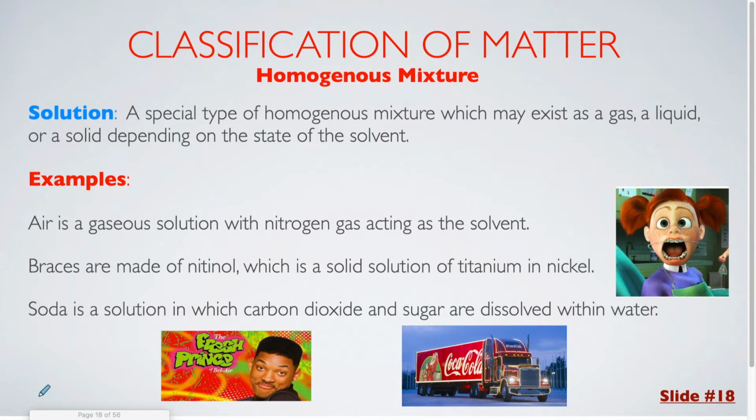A solution is a special type of homogeneous mixture which may exist as a gas, a liquid, or a solid depending on the state of the solvent. So I have a few examples here of types of solutions. I had mentioned air before. So air is a gaseous solution with nitrogen gas acting as a solvent.